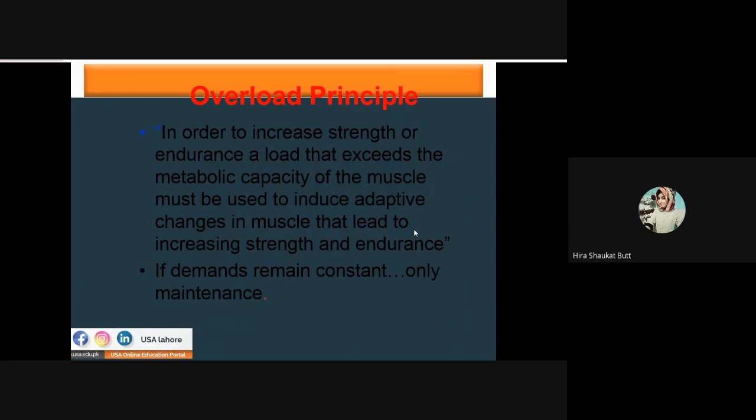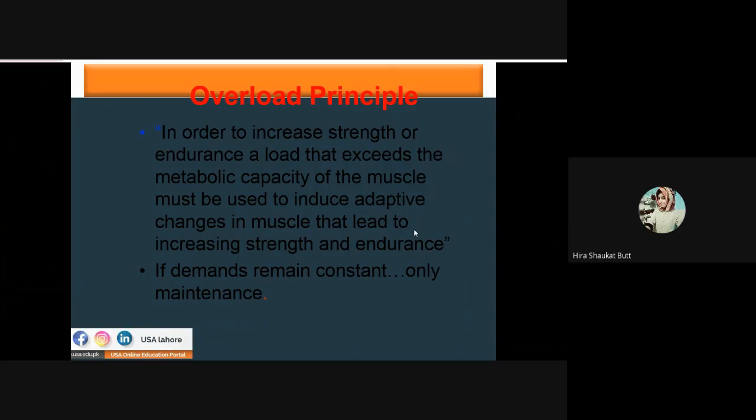So the first principle is the overload principle. The definition of the overload principle is: in order to increase strength or endurance, a load that exceeds the metabolic capacity of a muscle must be used to induce adaptive changes in the muscle that can lead to increased strength and endurance. As the name shows, you have to put a stress more than the capacity of the muscle if you want to increase strength and endurance.